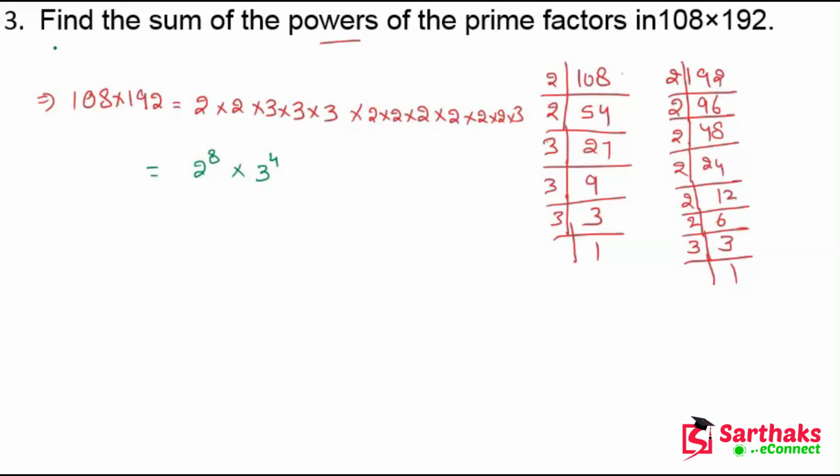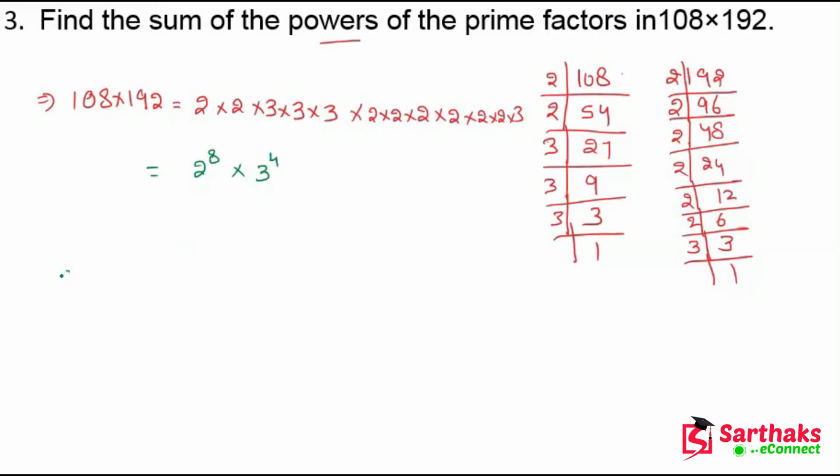Now it is asking to find the sum of the powers of the prime factors. So 2 and 3 are what? These are the prime factors. Now we have to find the sum of the powers of these factors. So what are these powers? 8 and 4. So if we add this, 8 plus 4, we get 12. So this is the answer.